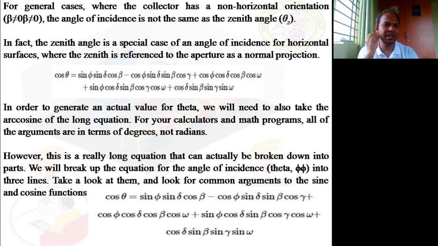However, this is a really long equation that can be broken down into parts. We will break up the equation. The above equation can be broken down for an angle of incidence theta and phi into three lines. Take just cos theta, which is equal to sin phi into sin delta into cos beta minus cos phi sin delta sin beta, with a similar one.